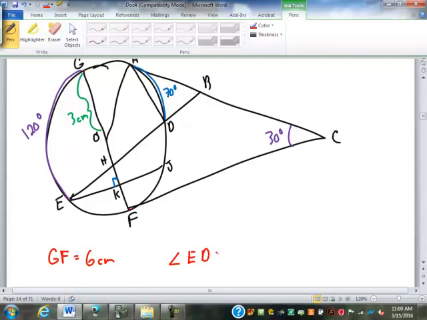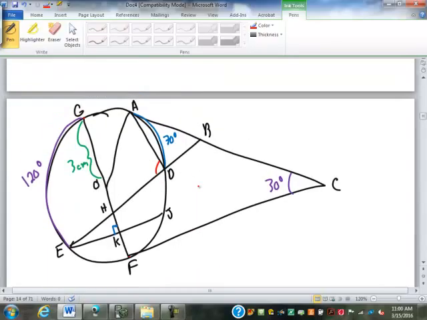Angle EDA. That's this angle right here, which would be half of whatever this arc is from here to here. Well, we know this is 120 if we just knew this piece. How could we possibly know that piece?